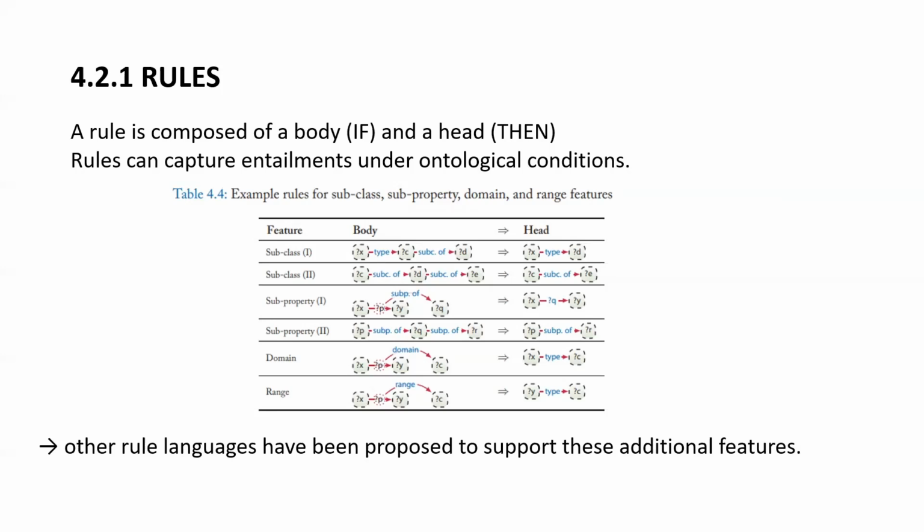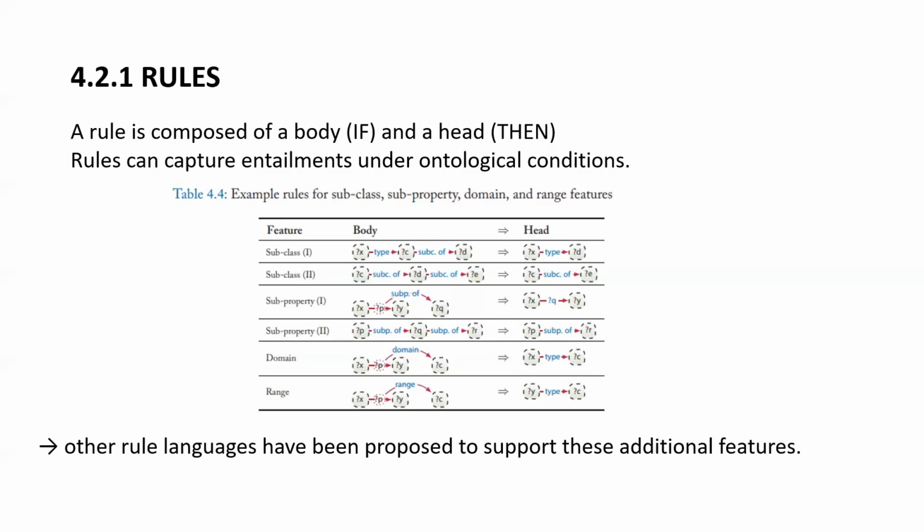According to the rule, if it is possible to replace the variables in the body with the terms of the data graph and form a subgraph of the given data graph, then a valid entailment can be obtained by using the same replacement of variables in the head. The head should use a subset of the variables appearing in the body to ensure that there are no unconcluded variables. Rules can capture entailments under ontological conditions.